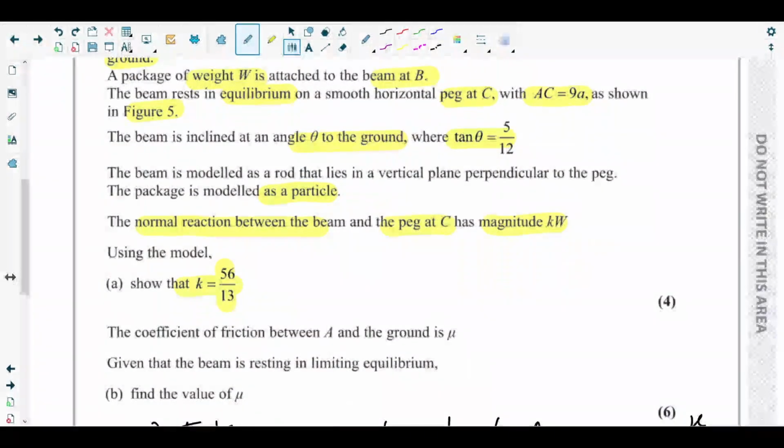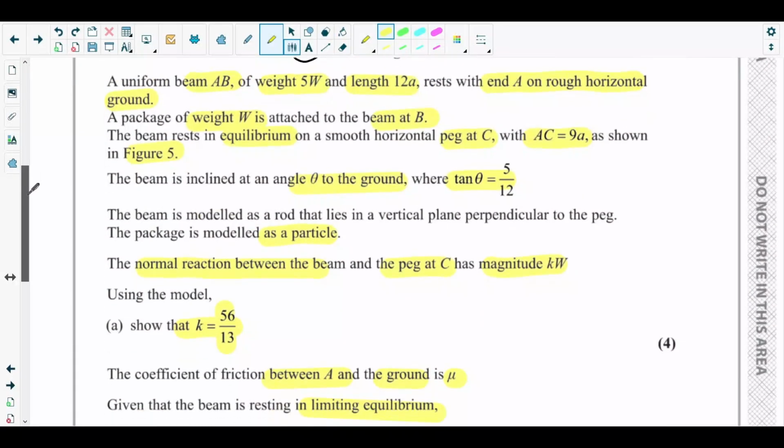Fine. Okay, next is part B. In part B, the question says the coefficient of friction between A and the ground is mu. Given that the beam is resting in limiting equilibrium, part B is asking to find the value of the coefficient of friction, that is mu.